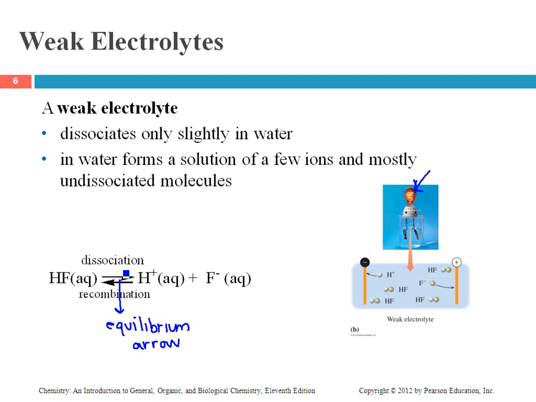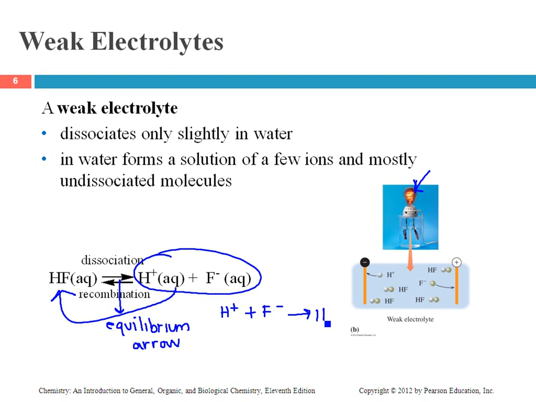We've got an equilibrium arrow, meaning that we're forming ions, but we're also reforming back our starting material, or our reactants. So it's almost like you have a forward reaction going on, but then you also have the reverse reaction going on, meaning that it cannot 100% dissociate into the ion. So only a few ions are present in the solution, because these are recombining, so H plus F minus recombines to form HF. This is what this is showing here.